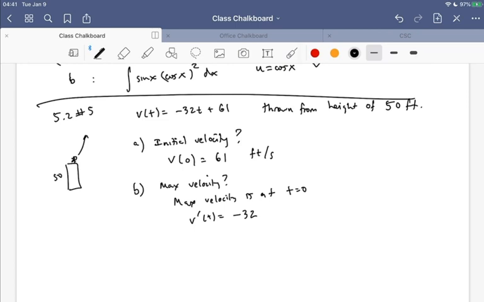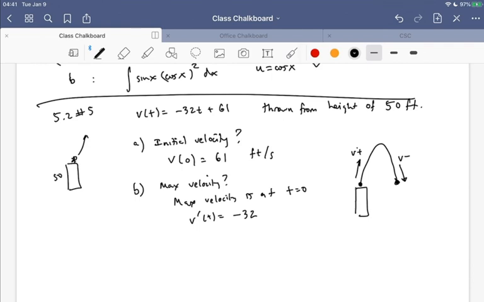Now, had this question asked us about the maximum speed, that would have been a different matter. Because what's the path of this thing going to look like? So here's my 50-foot building, and I chuck it upwards. The speed when I throw it, and when I catch it, if I threw it straight up, is the same at those 2 points, but the velocity is positive here, but negative there because it's going downwards.